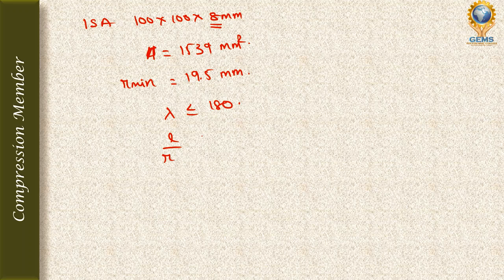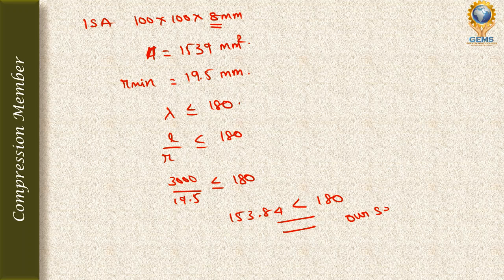Here we are going to check that our slenderness ratio should be less than or equal to 180. So L by r should be less than or equal to 180, that is 3000 divided by 19.5. The value is 153.84, which is less than 180. So our section is safe. Then we will find out the sigma AC value.